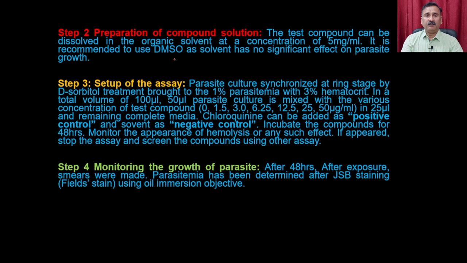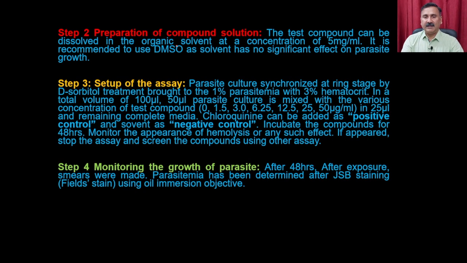In step two, you are going to prepare the inhibitor compounds. Most of these inhibitors are soluble in organic solvents, sometimes they are soluble in water also. So you are going to dissolve them according to the solvent, and then you are going to ensure that the solvent concentration is such that it does not affect the parasite growth on its own.